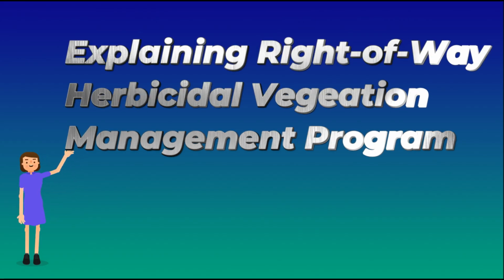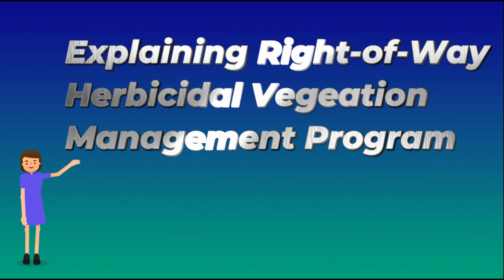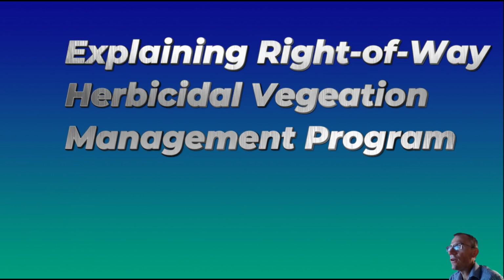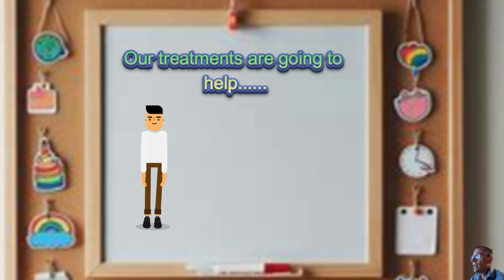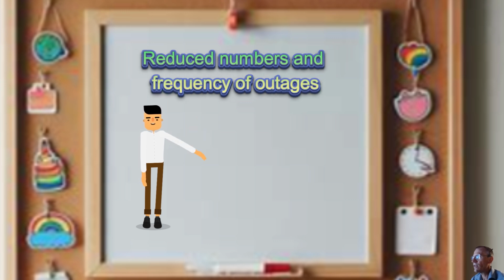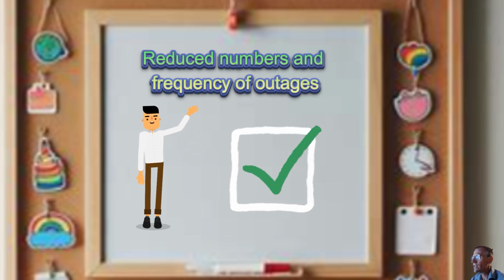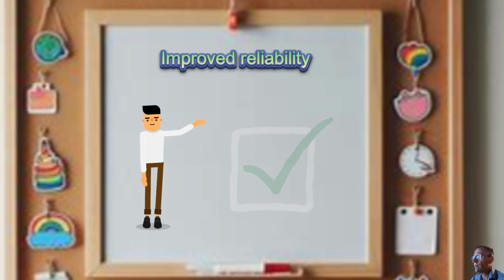Explaining right-of-way herbicidal vegetation management program. A lot of times when you're doing herbicidal right-of-way vegetation management, it's important that you explain the program. Let's take, for instance, you're working with a utility company. You might want to put something out like a service announcement that talks about what you're doing and why you're doing it. Something like, we're going to be doing some right-of-way treatments that are going to help with the reduction in encroachments by woody stemmed vegetation on electric distribution lines, potentially leading to reduced numbers and frequency of outages and improved electrical service reliabilities for members.